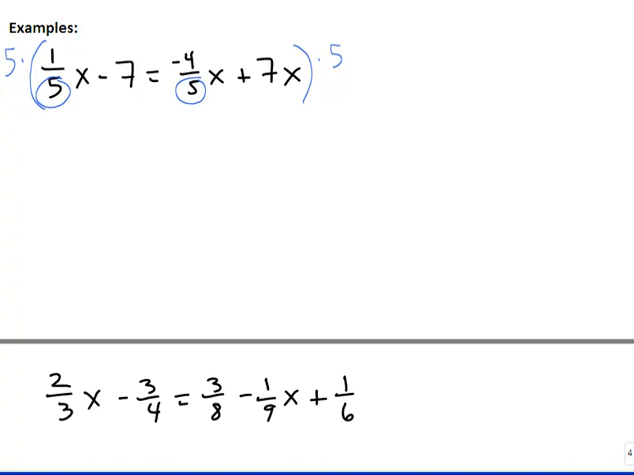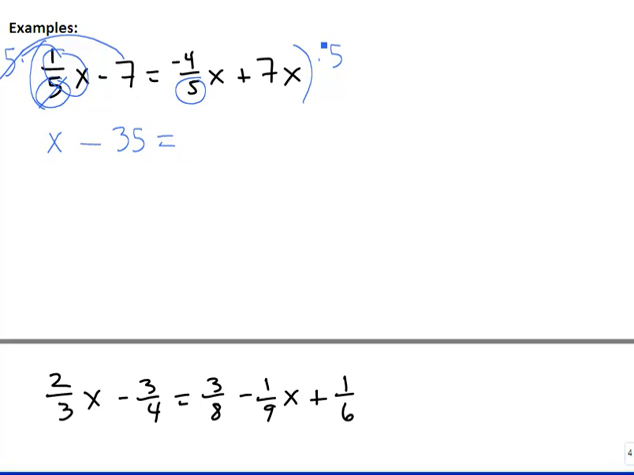So when we multiply the left side by 5, 5 times 1/5, the 5 in the denominator cancels with the 5 in the numerator, and all we will have left is 1 times x, which is just x. Then I'm going to bring down my subtraction. When I take that 5 times the 7, 5 times 7 is 35. Remember, we have to do 5 times every single term in the original equation to keep it balanced.